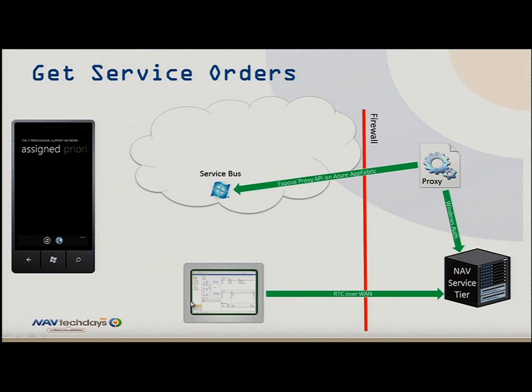So the next thing is the phone. Whenever he clicks the notification that he gets, it starts up the application, and it needs to actually get the service orders from NAV. And of course, as we saw, there was an entry in the API called get service orders. It's going to call get service orders, and then the service orders are going to come back to the phone and be displayed in a prioritized order, or closest order, on the phone.